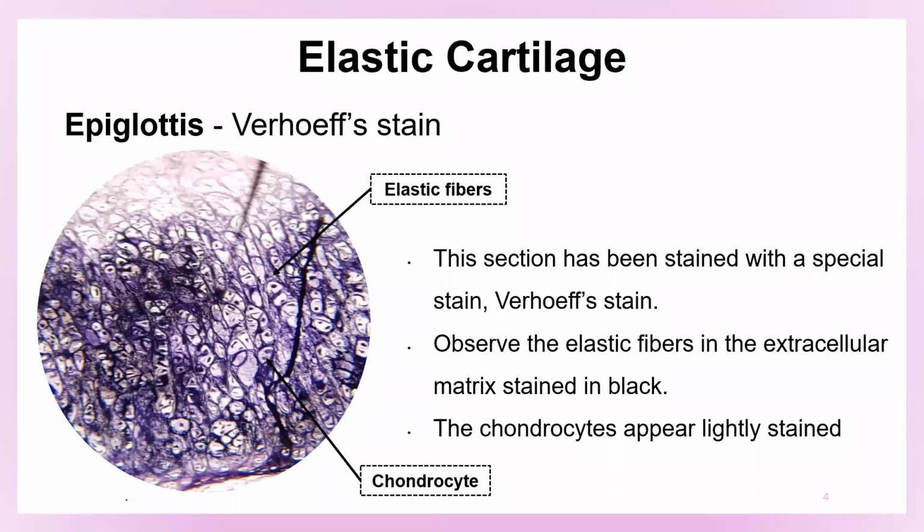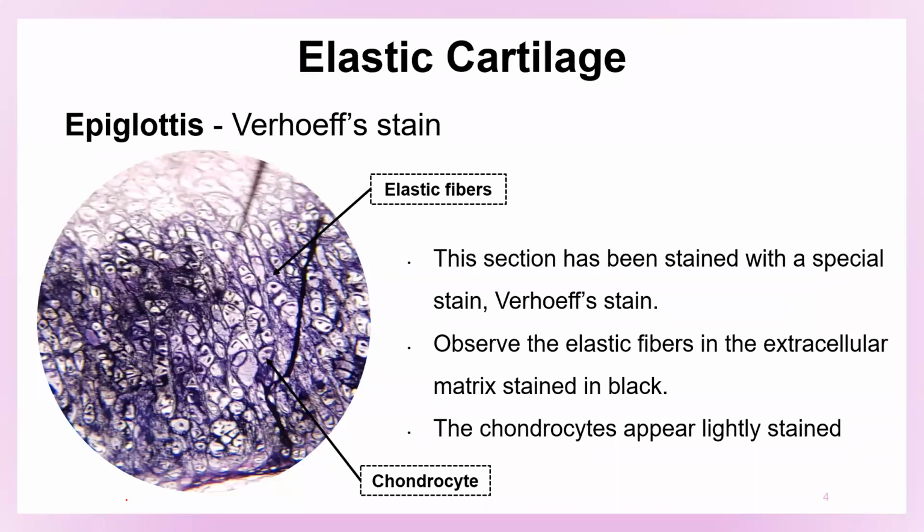Okay, and then coming on to elastic cartilage. This is the epiglottis, cartilage taken from a section of the epiglottis, done in a special stain to get the elastic fibers stained. This stain is called Verhoeff's. You don't have to know the names of the stains. These are not necessary, but remember to be able to identify it either as a special stain or an H&E stain. So naming the stain is not that important.